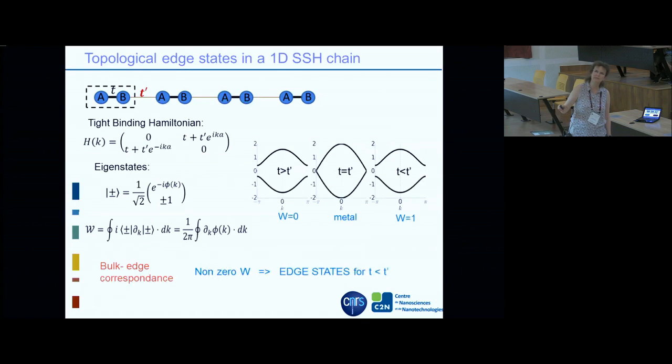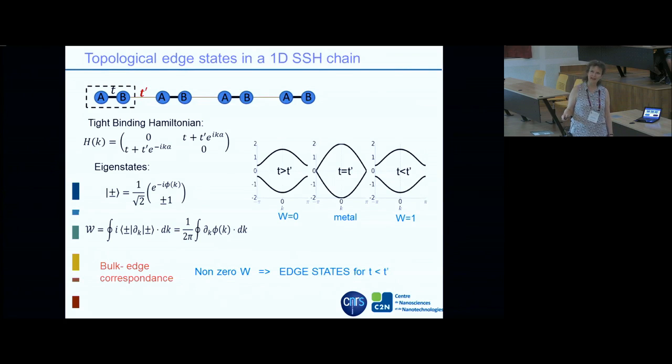What you find, depending on whether you define your cell that way or that way, is that the winding number you get is not the same. So it's going to be 0 if you start with a strong link and 1 if you start with a weak link. Okay? And this is going to give rise to an edge state. If the edge starts with a weak link, you will have no edge state; if you start with a strong link, if you make an interface between your chain and the vacuum.